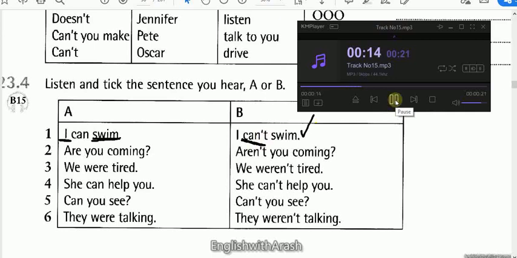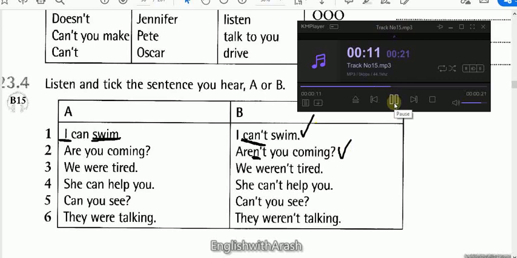Two. Aren't you coming? So what did you hear? A or B? Aren't you coming? Good, Ali. I also hear the N here, so it's easy. Aren't you coming? Samira, good. Zahra, Parisa. Yes, Ali. Aren't you coming? Fariba, good.